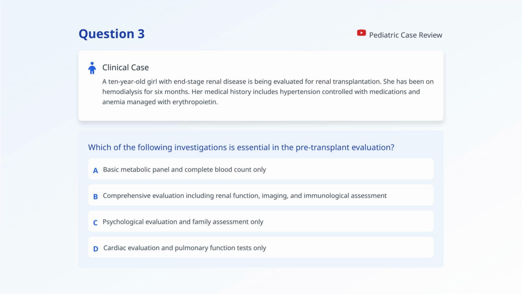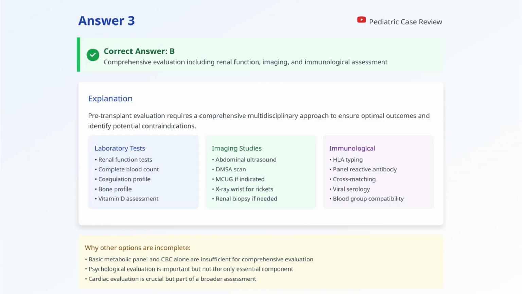Option C, psychological evaluation and family assessment only. Option D, cardiac evaluation and pulmonary function tests only. The correct answer is B, comprehensive evaluation including renal function, imaging, and immunological assessment.